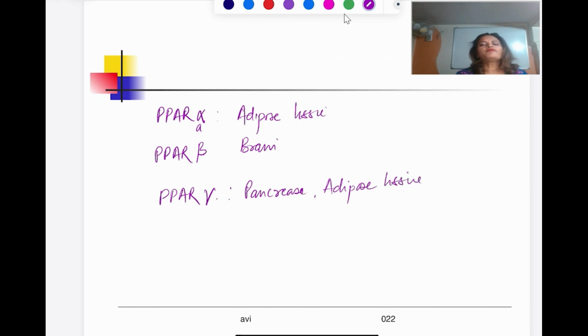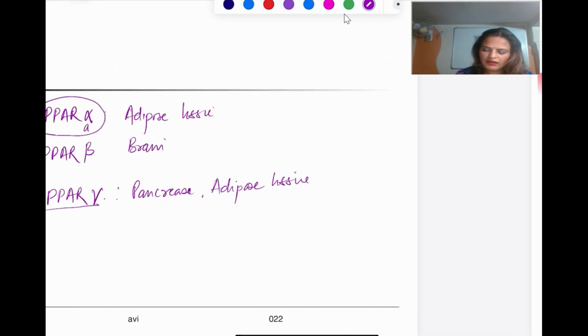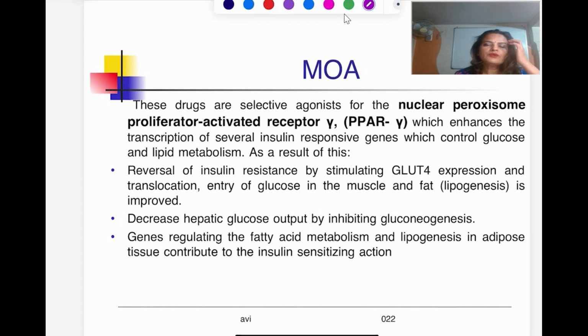Now, how is this group of drug going to act? So they are PPAR gamma agonist with the slight activity of PPAR alpha. So these drugs are agonists of nuclear peroxisome proliferator activated receptor gamma, which is going to enhance the transcription of several insulin responsive genes which control both glucose and lipid metabolism. Now, how with the glucose metabolism? With the glucose metabolism, number one, they inhibit gluconeogenesis.